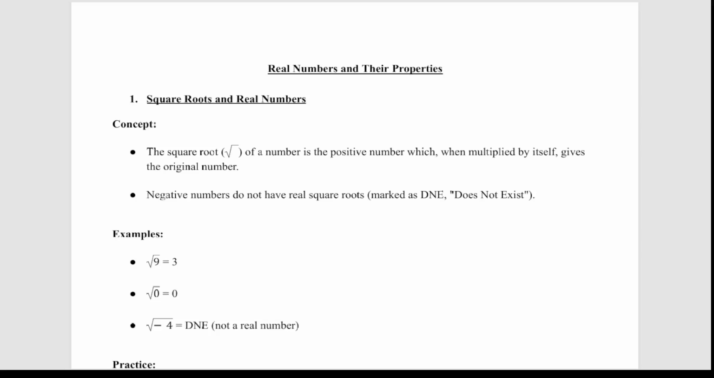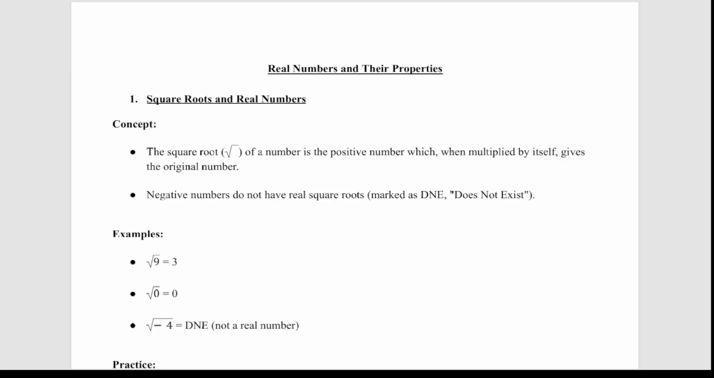Today we're going to be talking about real numbers and their properties. Before we go too deep into what a real number is and what properties we're allowed to use when solving equations, which is really why we care about these properties, let's also do a quick definition of square roots.